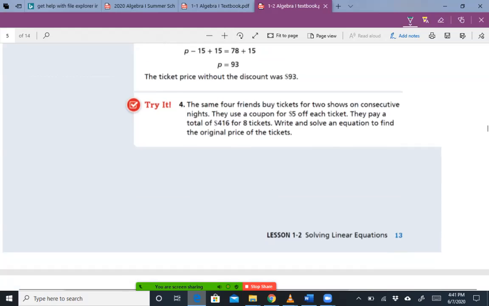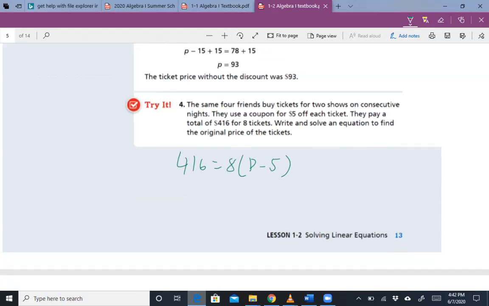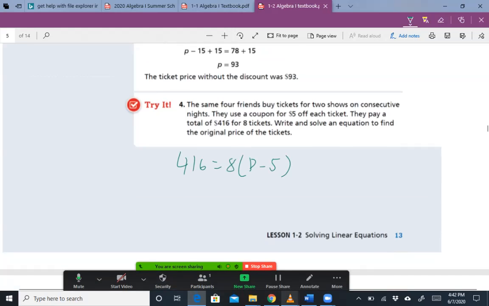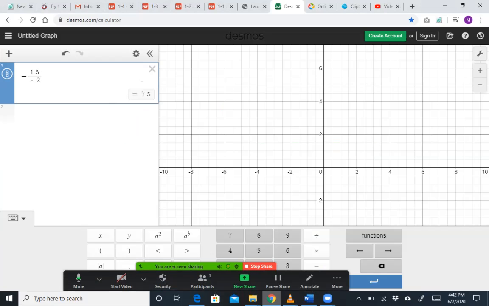The same 4 friends buy tickets for 2 shows on consecutive nights. They use a coupon for $5 off each ticket, and they paid a total of $416 for the 8 tickets, okay? So $416 equals 8 multiplied by P minus 5 because the coupon was $5. Let's divide by 8 first to get rid of the 8 next to the P minus 5, okay?